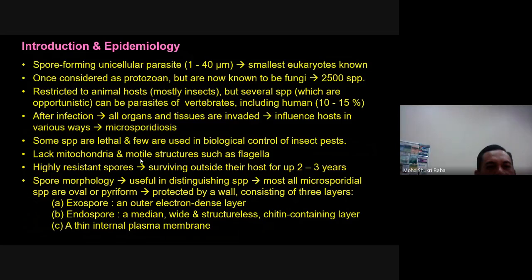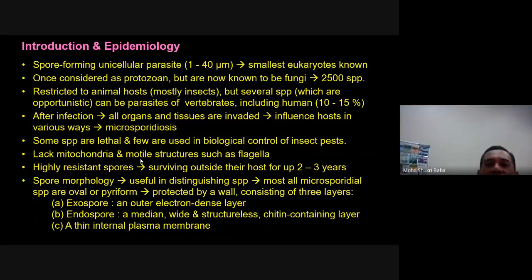Microsporidia is a spore-forming unicellular parasite which is 1 to 40 micrometers. It is the smallest eukaryote known, once considered a protozoan. Dulu pernah kita consider sebagai protozoan, but are now known to be fungi. So sekarang ni Microsporidia ni is in between, sama ada protozoa ataupun fungus. But scientists nowadays more consider Microsporidia to be fungi. Dulu pernah kita consider sebagai protozoa.